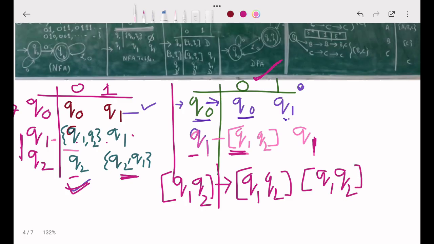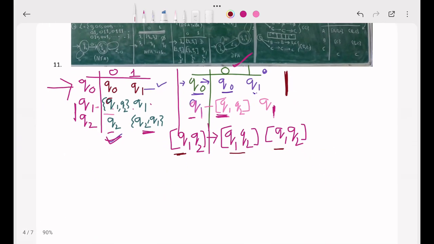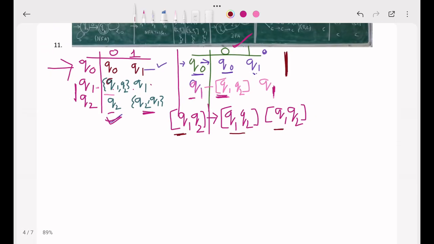Now if you see in our table, this is already covered because of here. So now there is no new generated state in my table. Okay, so I will stop the algorithm. In the coding, I will stop. Now at last I will make the DFA using this table.